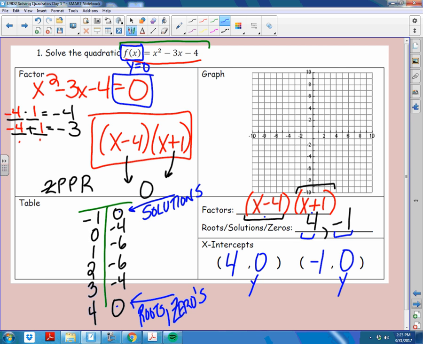And on a graph, here's what your graph is going to look like. Let's use the table. We have (-1, 0), which is right there. We have (0, -4), which is right there. We have (1, -6), which is right there. (2, -6), (4, 0), and that.